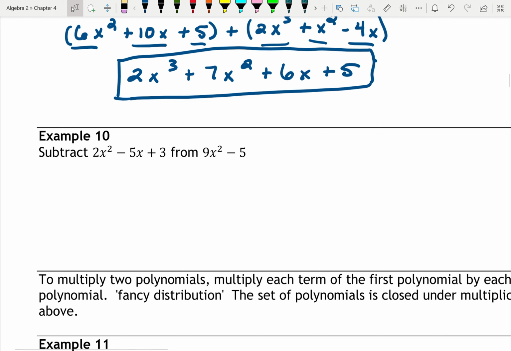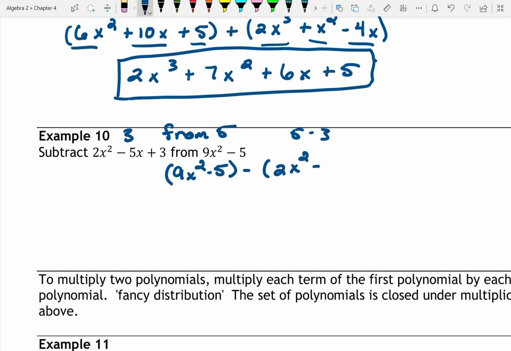All right, number 10, subtract one polynomial from another. So we think about if I were to say subtract 3 from 5, I would be saying 5 minus 3, right? I'm going to subtract it from that. So that's what we're doing here. We're going to say 9x squared minus 5, that's one polynomial, minus another one, 2x squared minus 5x plus 3.